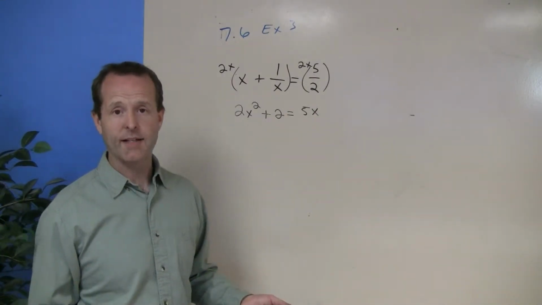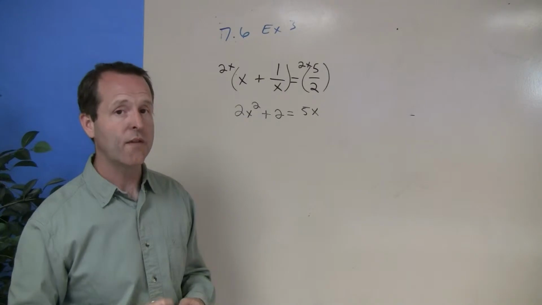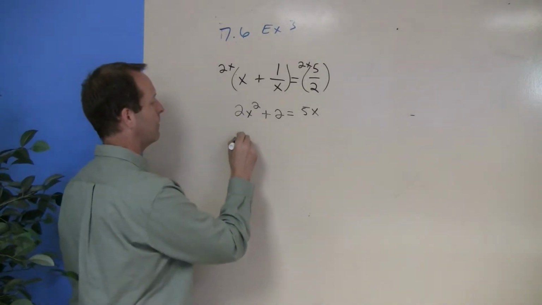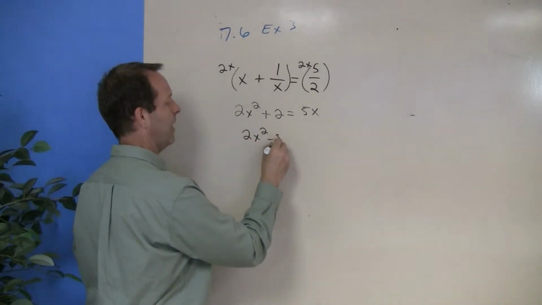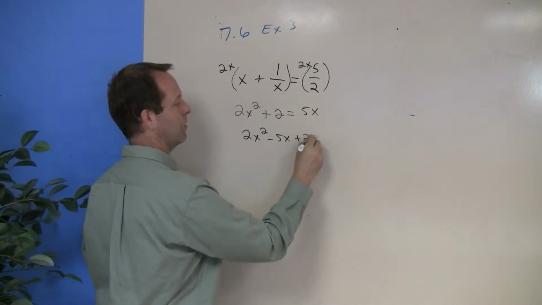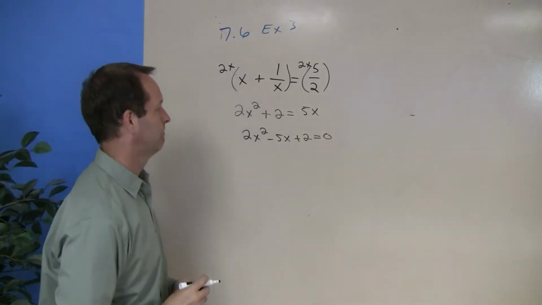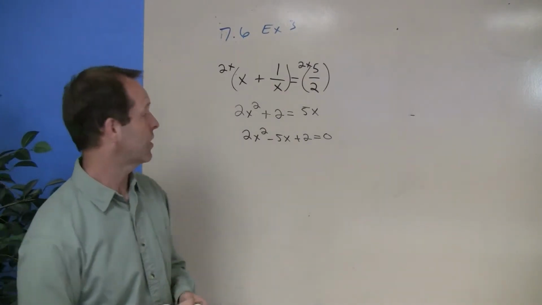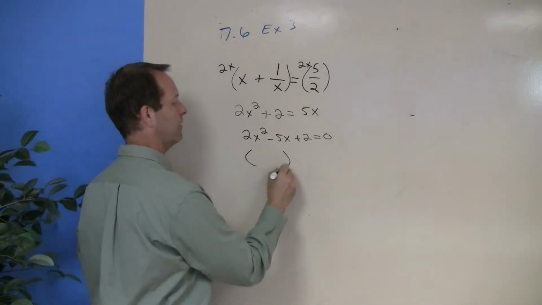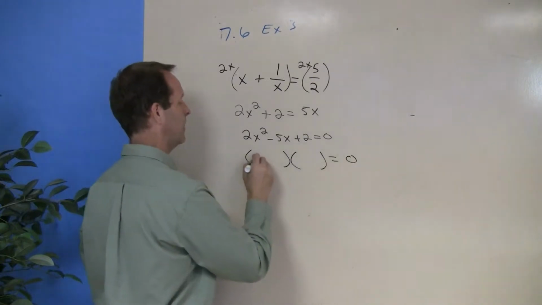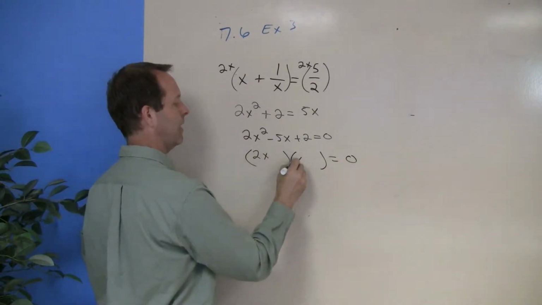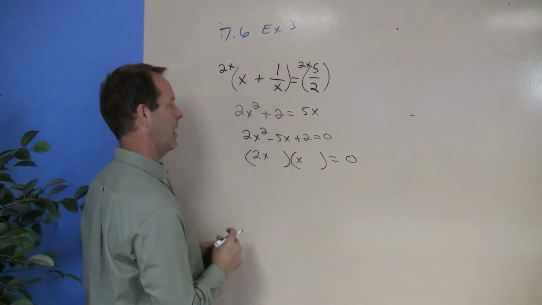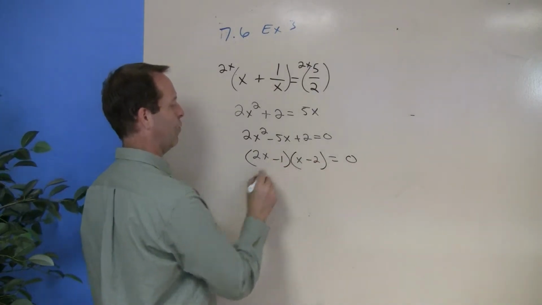Now I need to continue to solve that, and the best way to solve that is set it equal to 0. So I have 2x squared minus 5x plus 2 equals 0. I want to factor that, which is my best course of action to solve this. So I'm going to factor it. 2x and an x, and the numbers over there, a negative 2 and a negative 1.